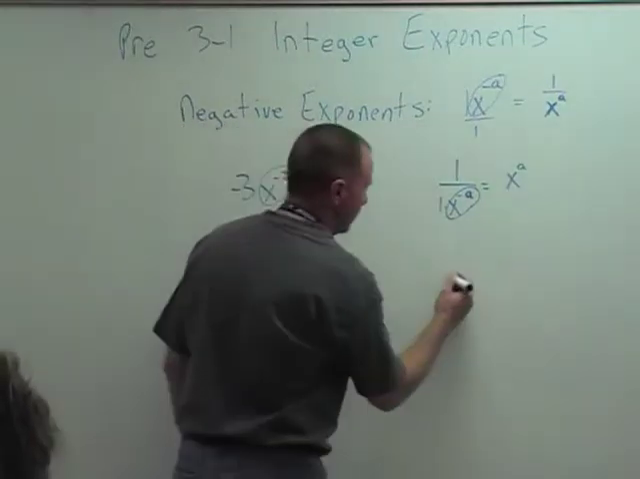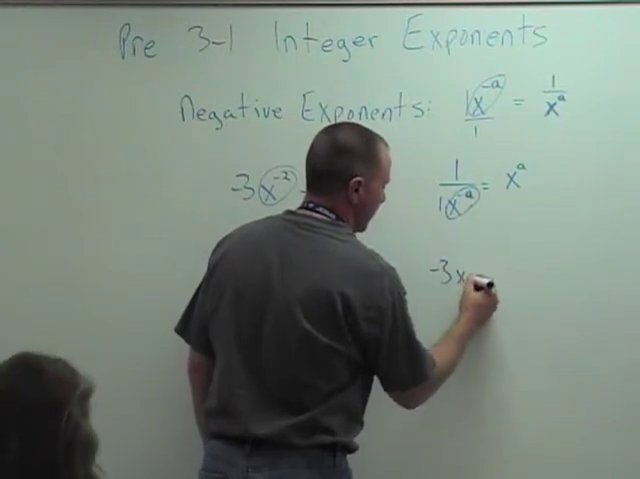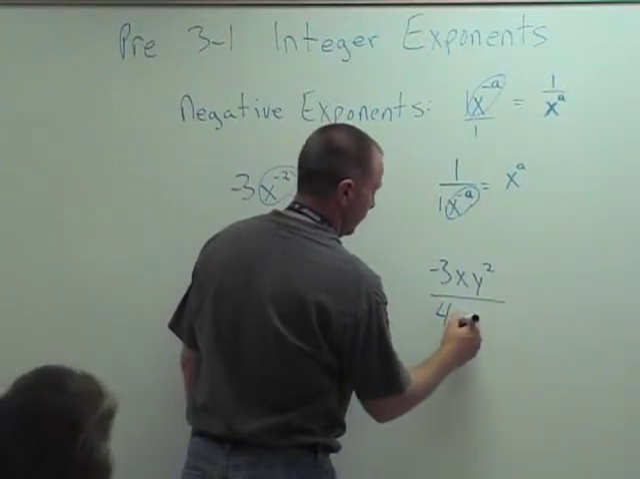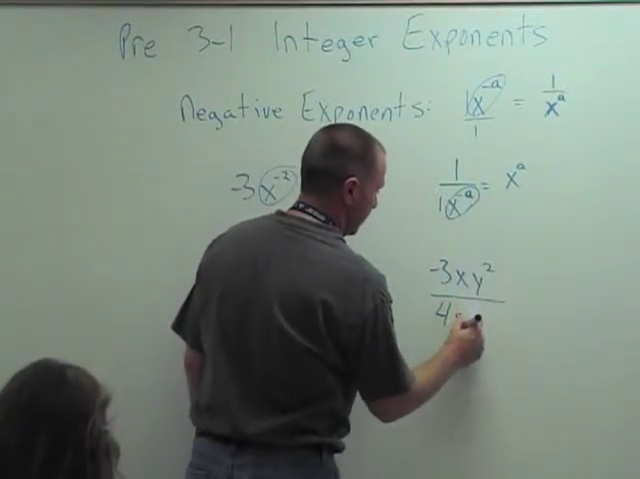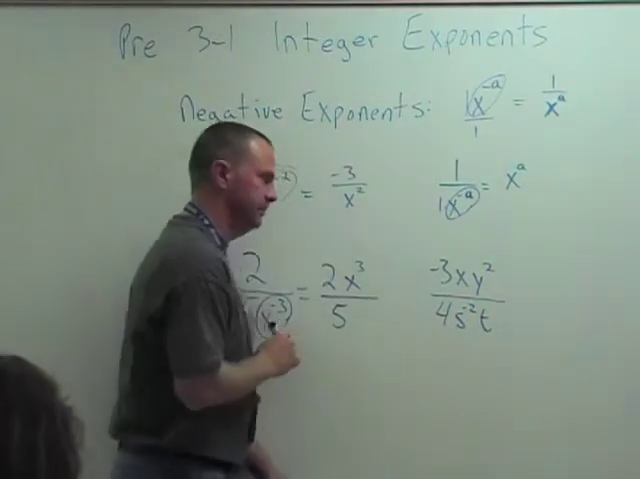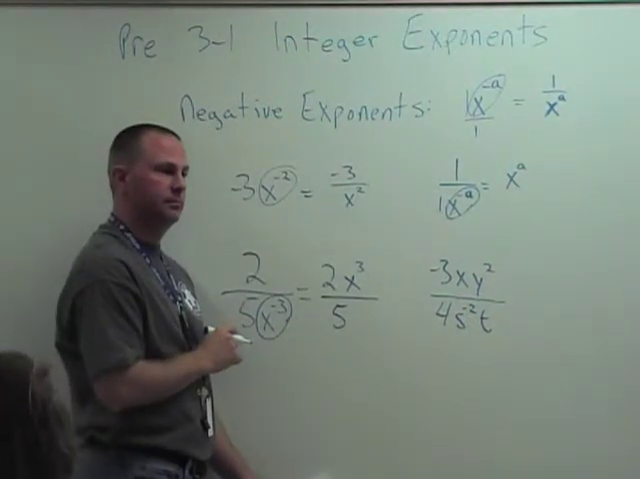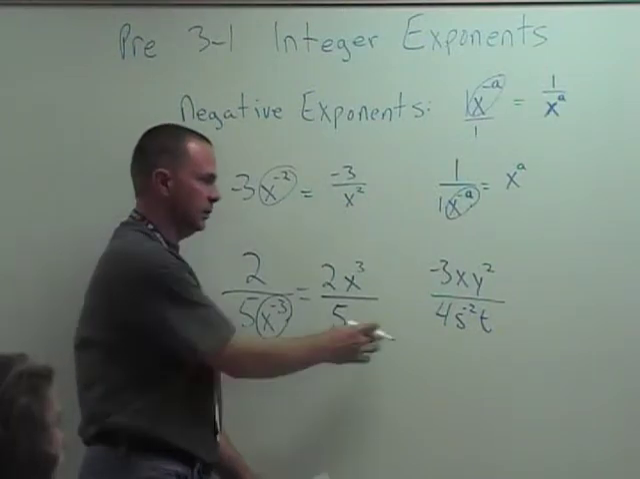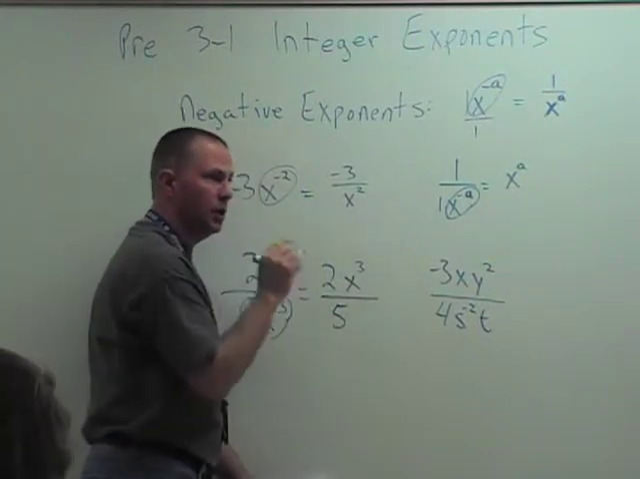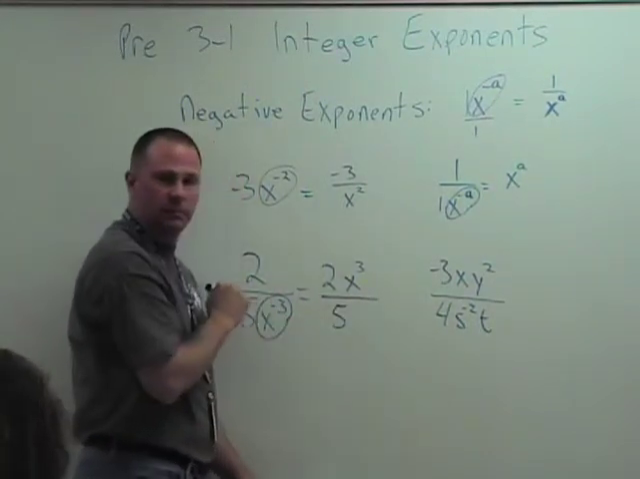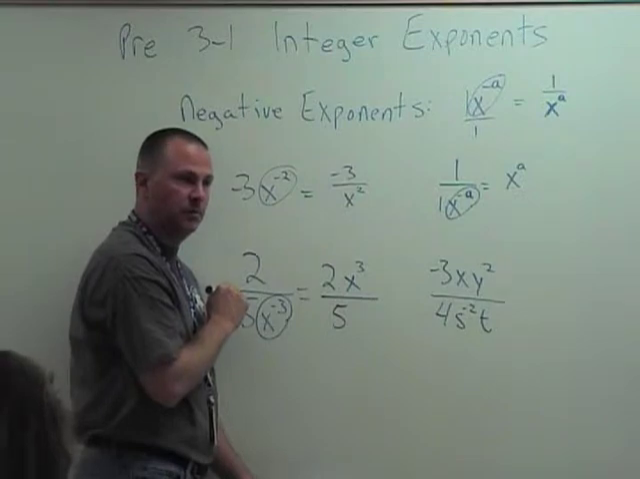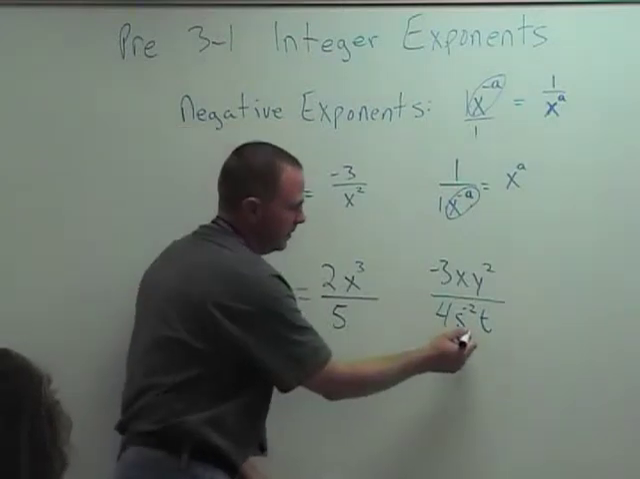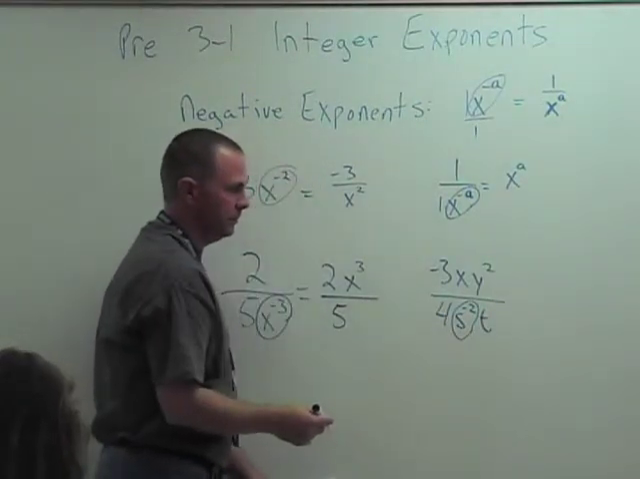All right, so real quickly, I'll do another one like this. Let's say negative 3xy squared over 4s to the negative 2t. What part lost you? This one right here? Okay, no, there's only one thing wrong with this fraction. It has a negative exponent. So Addie, what is the negative exponent attached to? The s. The s. And this is the only thing you need to move.